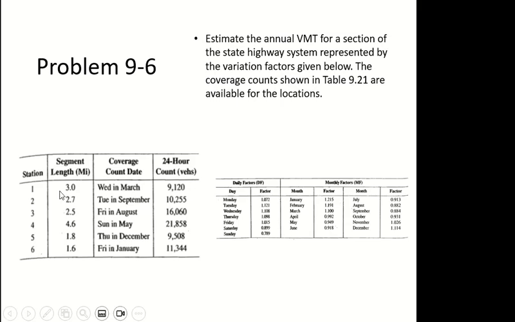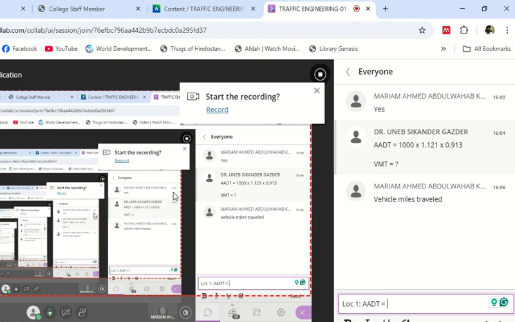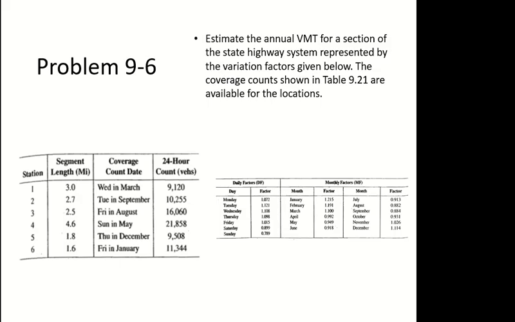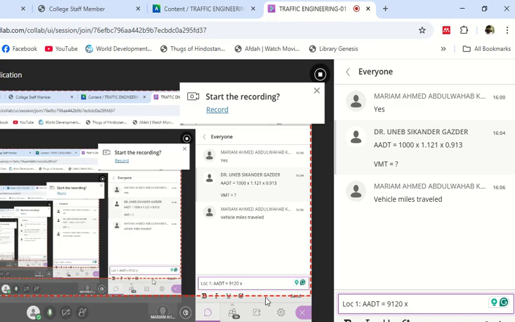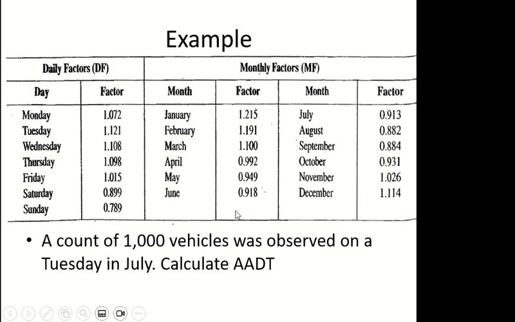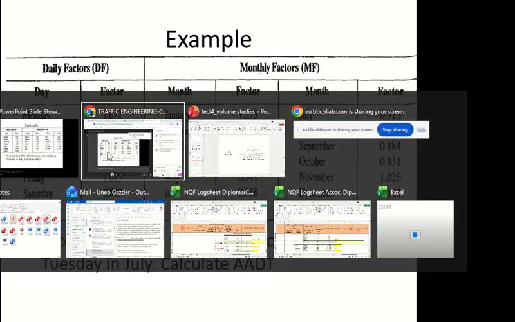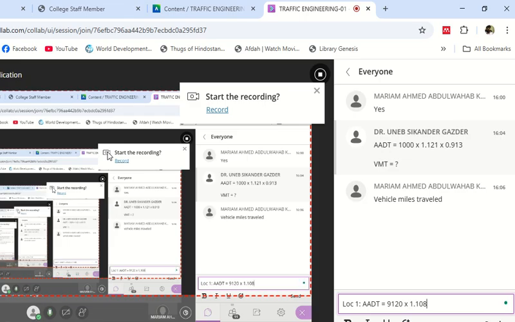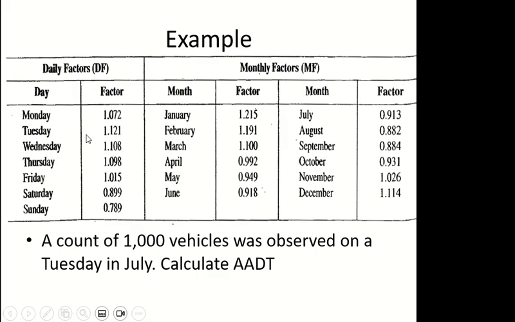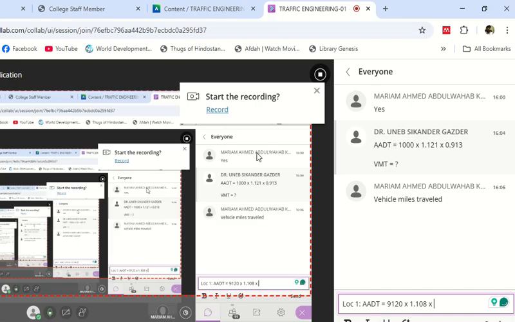So location 1, 9120, the count which is given. To convert into ADT, I will multiply with the adjustment factor of Wednesday and March. Wednesday adjustment factor is from the same table. This one is bigger, 1.108, and March is 1.1. So this will give me ADT.